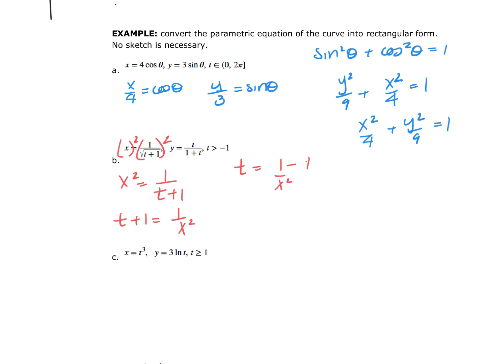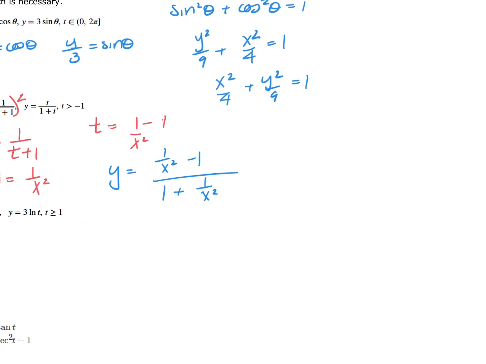Now all I have to do is put that into here. So I have y is equal to 1 over x squared minus 1 over 1 plus 1 over x squared. I'm going to multiply everything by x squared to get rid of my complex or nested fraction. And so I get 1 minus x squared over x squared plus 1. And there it is. Now, remember, don't do any illegal cancellations and say my x squareds cancel. They don't. My 1s cancel. They don't. That's as good as that one gets.